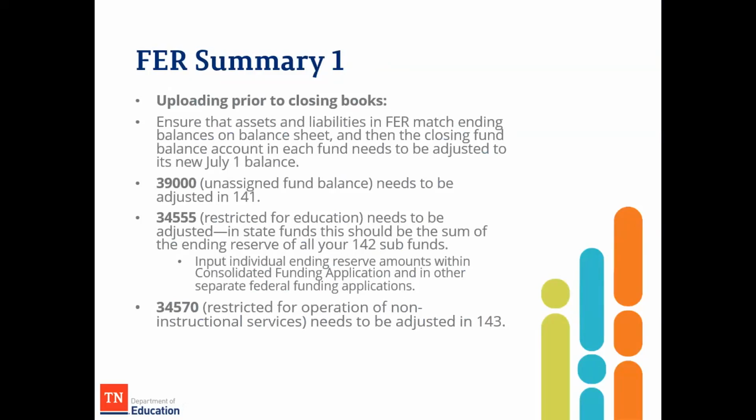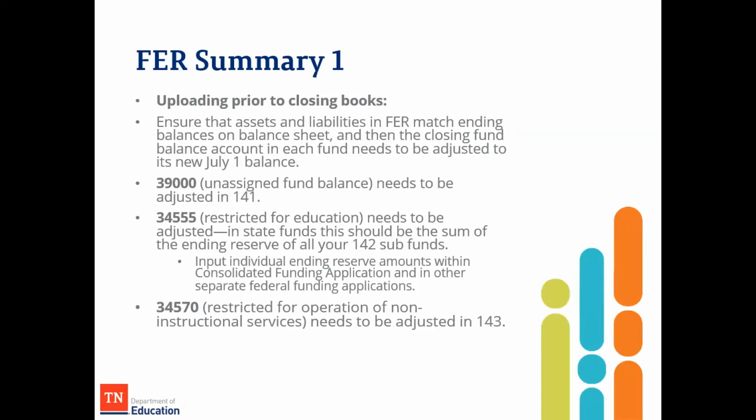$39,000, which is unassigned fund balance, will need to be adjusted in your Fund 141. 34555, restricted for education, also needs to be adjusted. This is typically for federal grants. That's the reserve account that you use for federal grants, 34555.